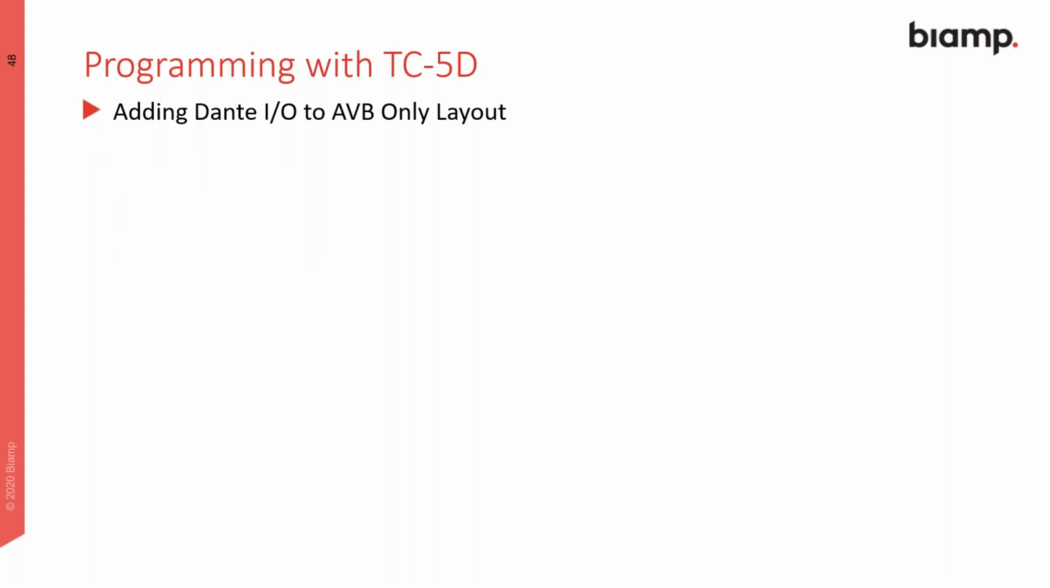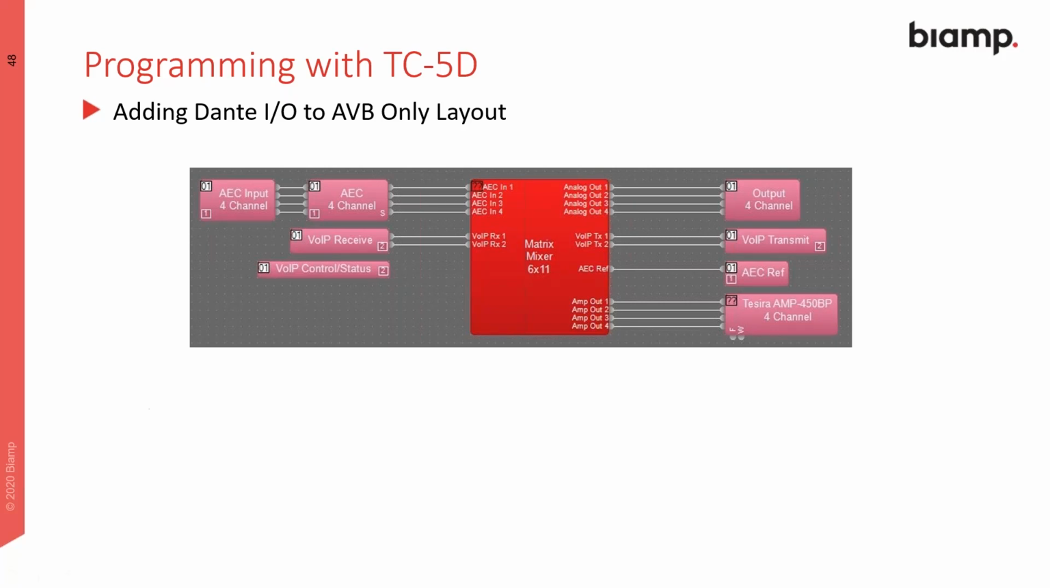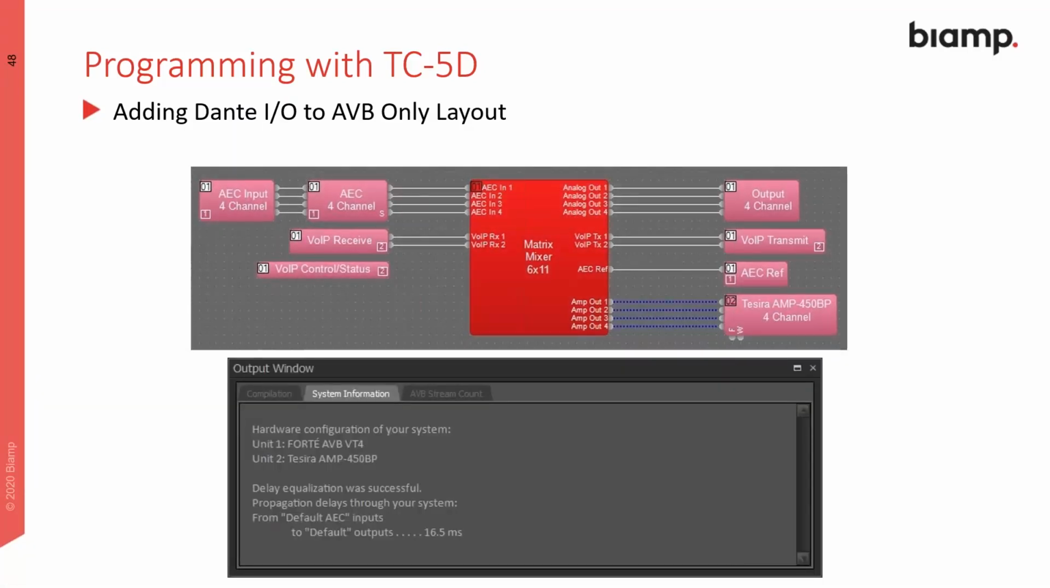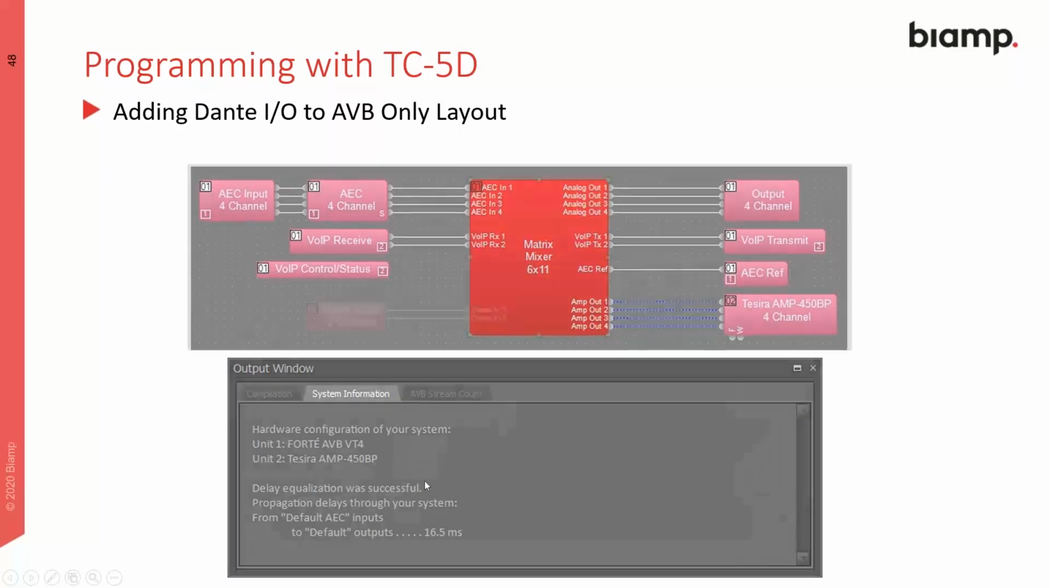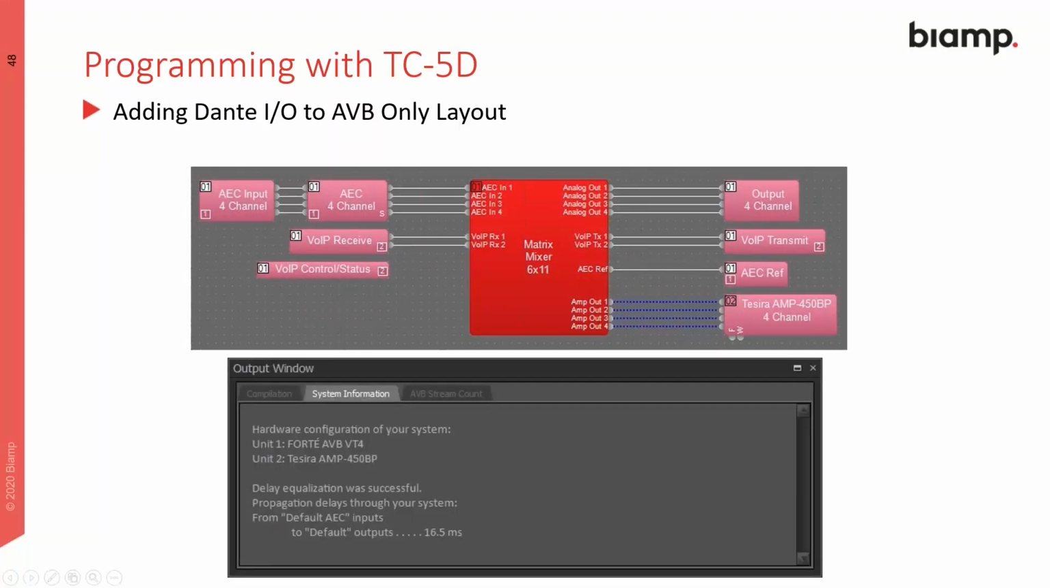The programming of the TC5D is very simple. You just add, like in this layout, some AEC input. In this case we have AVB VT4. You just add simply a Dante network. If I hit compile in this case, I will get this output. I will have a Tesira 5D, a Forte AVB VT4 and an AMP 450 BB. So you have this amplifier and you have the Tesira Forte AVB VT4.